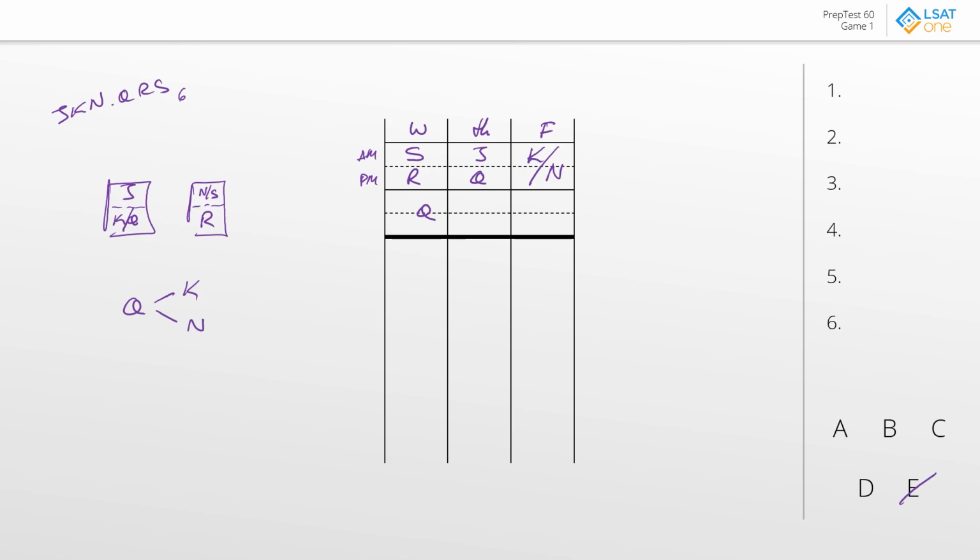Next, R has to go in the afternoon with N or S. So let's take a look. Answer choice A, R is in the afternoon with N, that's fine. B, same thing but with S, we're good. C, same thing but with S, we're good. D, R is in the morning, which doesn't work, so we can get rid of answer choice D.